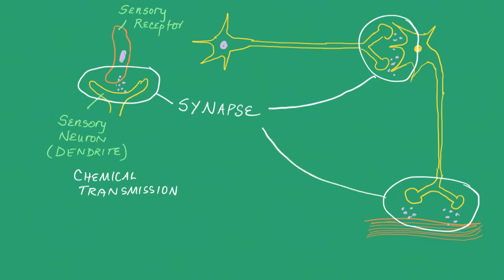Finally, we have a neuromuscular junction, which is also a synapse between a neuron and a muscle. In all these cases, a neurotransmitter is the chemical that is involved. There are several types of neurotransmitters, each with a different function.